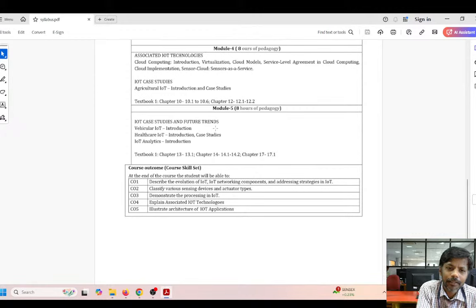And also similarly in the healthcare IoT, means in the healthcare industry, how the IoT can be implemented, and architecture. So of the different case studies of healthcare examples. And then in the last, IoT analytics. IoT analytics means how to analyze the data, which all the tools are available, and related to that. And even the machine learning comes under the IoT analytics. So all this comes under the module 5.